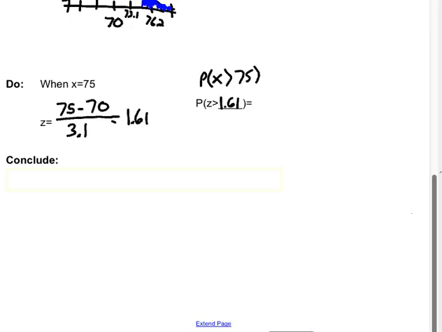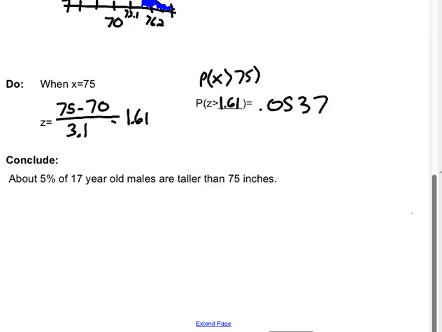So that probability is going to be about 0.0537. Or putting that back in context, there's about a 5% chance of 17-year-old males are taller than 75 inches. All right, so let's keep this going.